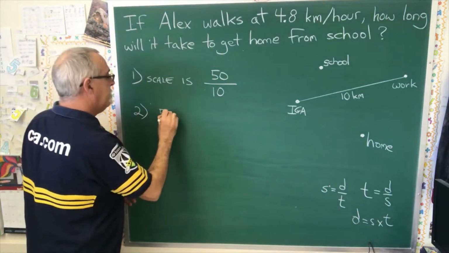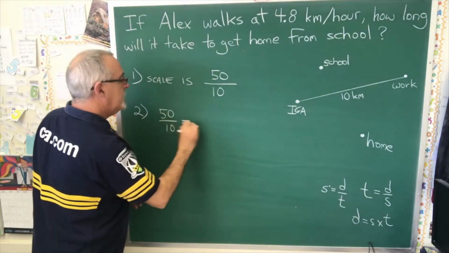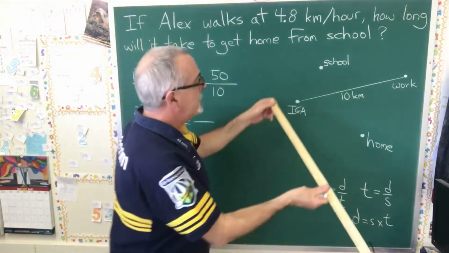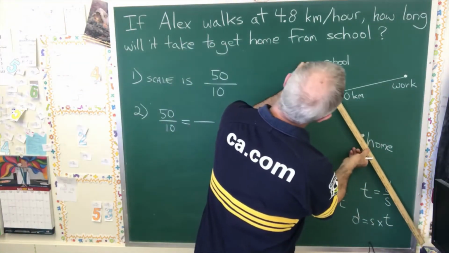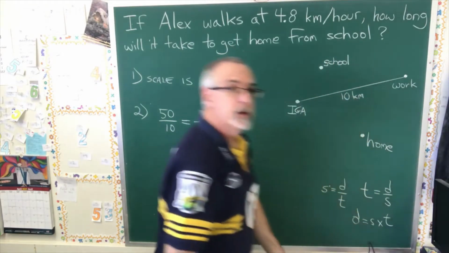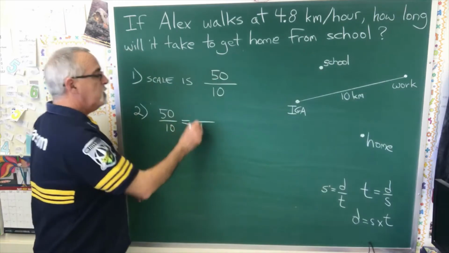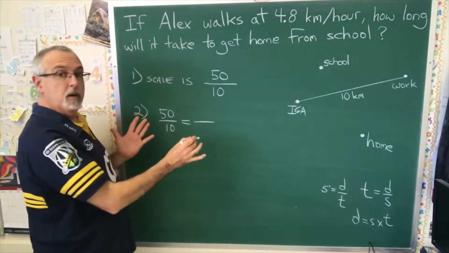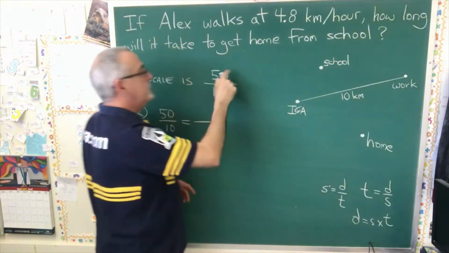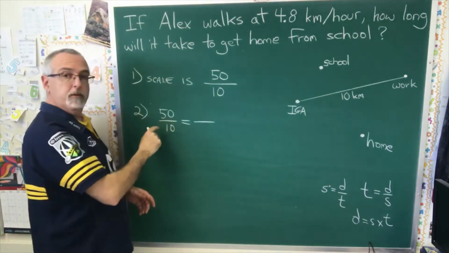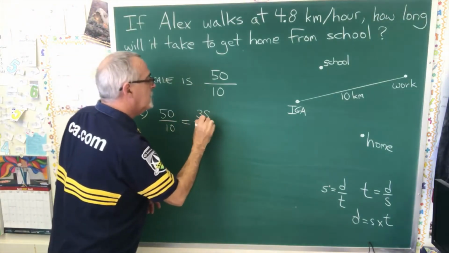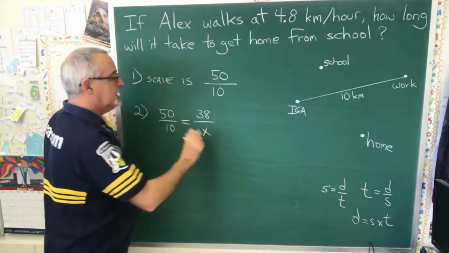So using my scale that I found in the first step, my second step is to do a proportion, where I'll say 50 over 10 equals, and I need to measure on my drawing the distance between school and home, and that is 38 centimeters. So I'm going to put the 38 in here, but where? The centimeters was a ruler measurement, ruler over real. If I have ruler over real here, I need ruler over real there, so my 38 will go on the top. X goes on the bottom.